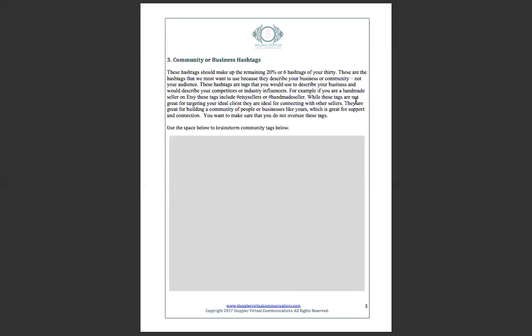Lastly, we have your community or your business hashtags. These hashtags are going to describe more you or your business, your brand, your industry, different things like that. These hashtags can be great for online support or for finding different accounts or businesses that you can collaborate with or partner up with. They often come most easy to us and are therefore often most overused because they tend to describe us or what it is we're most passionate about, which is our business or product or service.